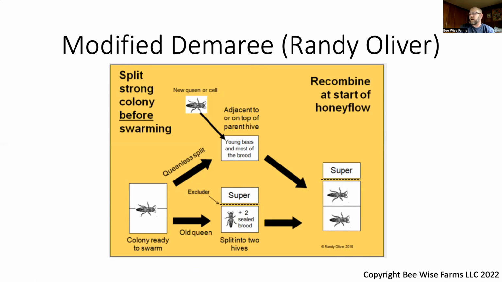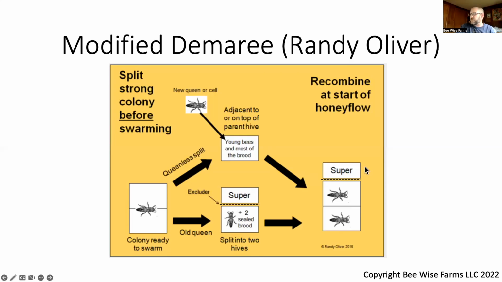But essentially, the concept is that you wait for a little bit until the honey flow really gets rocking, and then you bring them back together, so you've created a big colony at that point that can take advantage of honey flow. Now, the limitation to this: Randy's in California, so his season's much longer than ours.